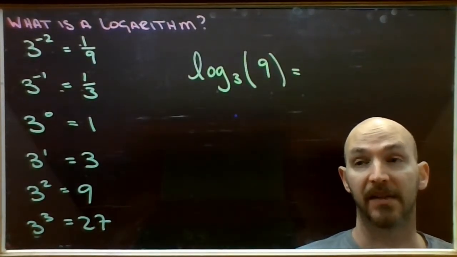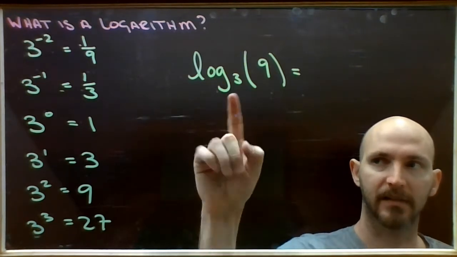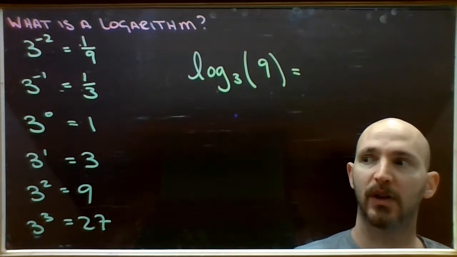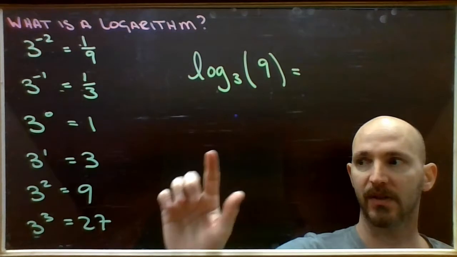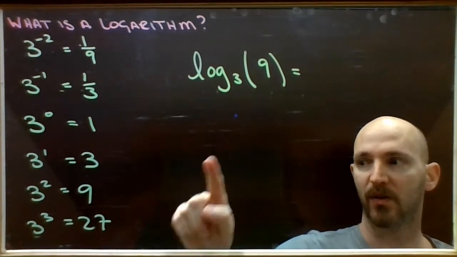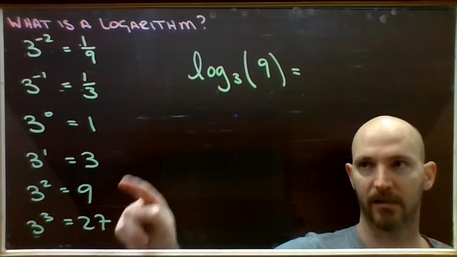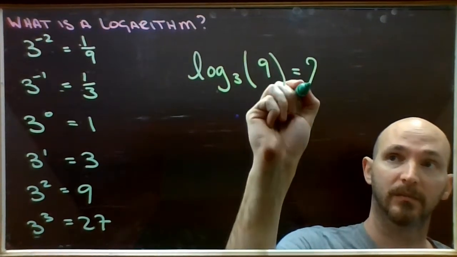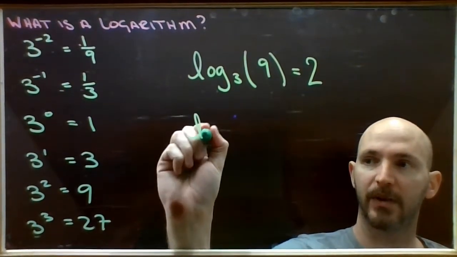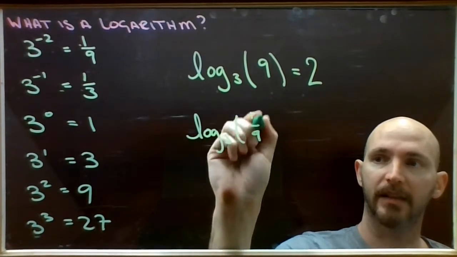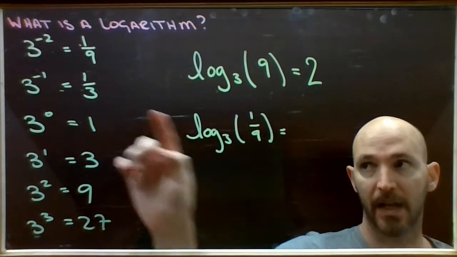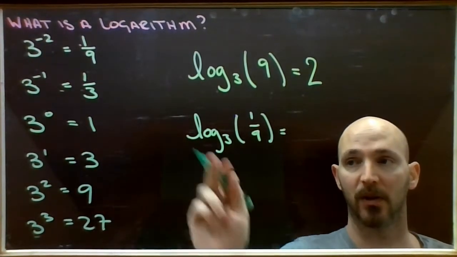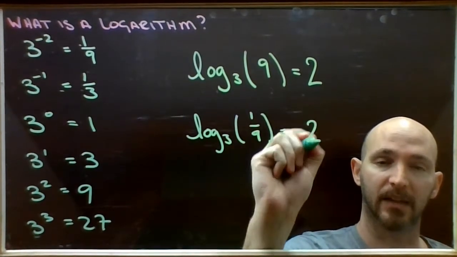So flipping to the base 3 exponentials, if I'm asked to evaluate log base 3 of 9, then I'm going to have to look at my base 3 exponentials. I'm going to have to find 9 in it. Because 3 squared is 9, my log base 3 of 9 should be this exponent, which is 2. Log base 3 of 1/9? Well, I find 1/9 in my powers of 3, and I find a negative 2 as the exponent there. So log base 3 of 1/9 should be negative 2.